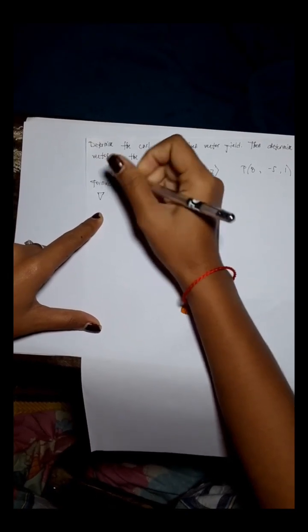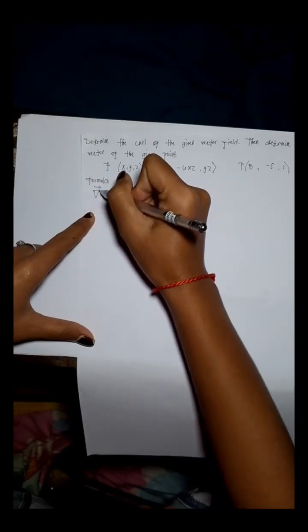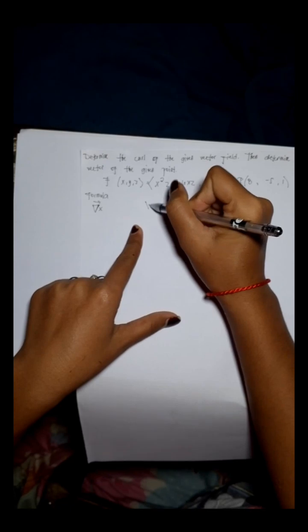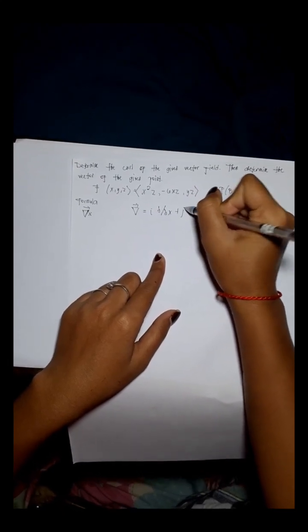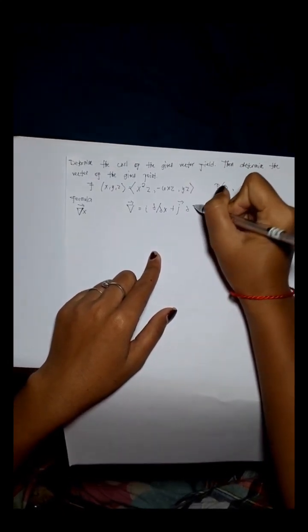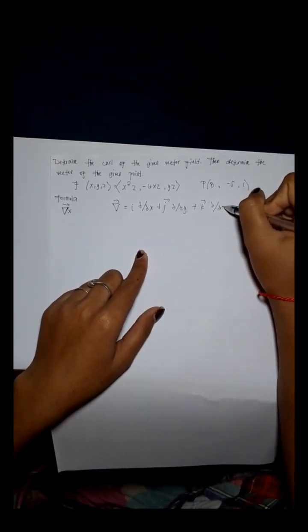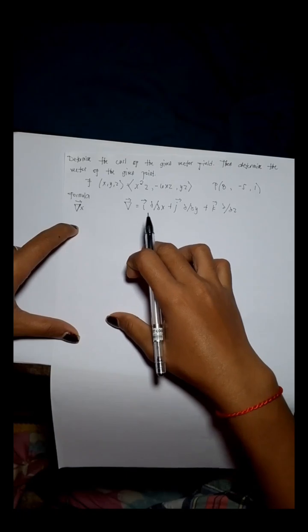But before that, since this is a curl vector, this is the curl vector that we will use. Then the formula for del is equal to i hat partial over partial x plus j hat partial over partial y plus k hat partial over partial z. So, using the formula, since it is a curl vector, it is vector to vector.